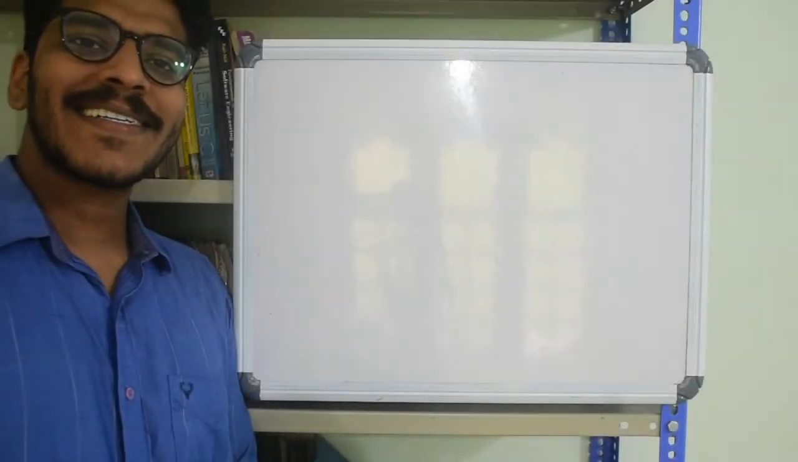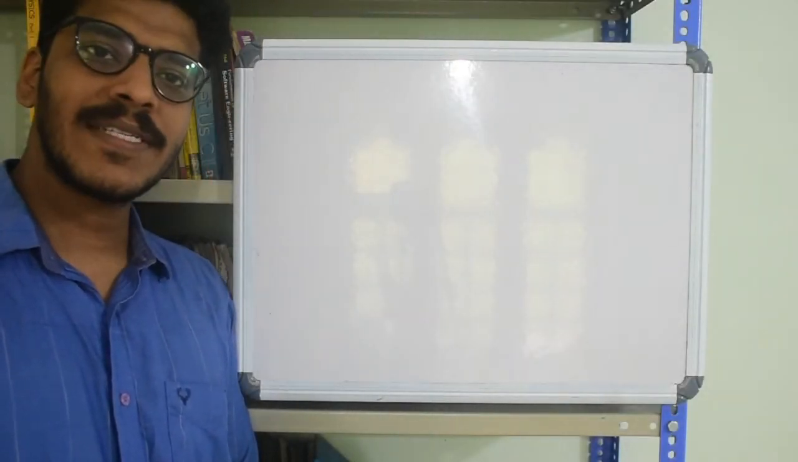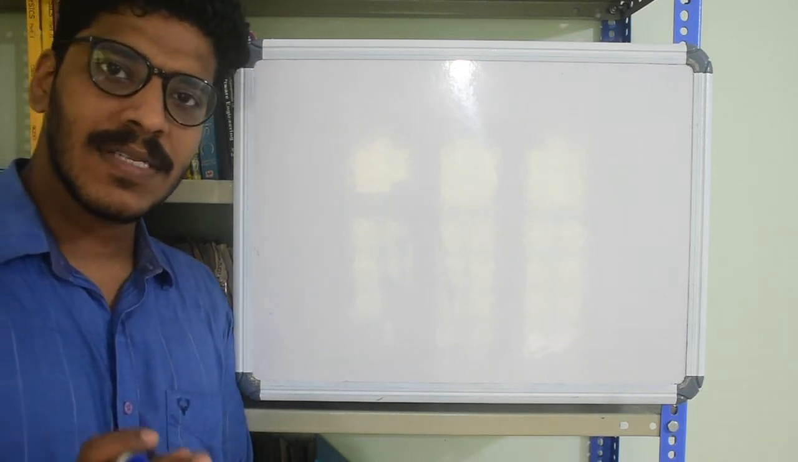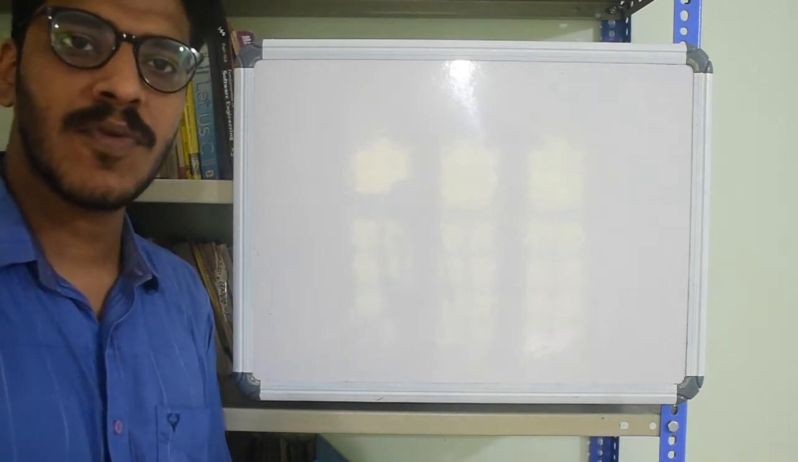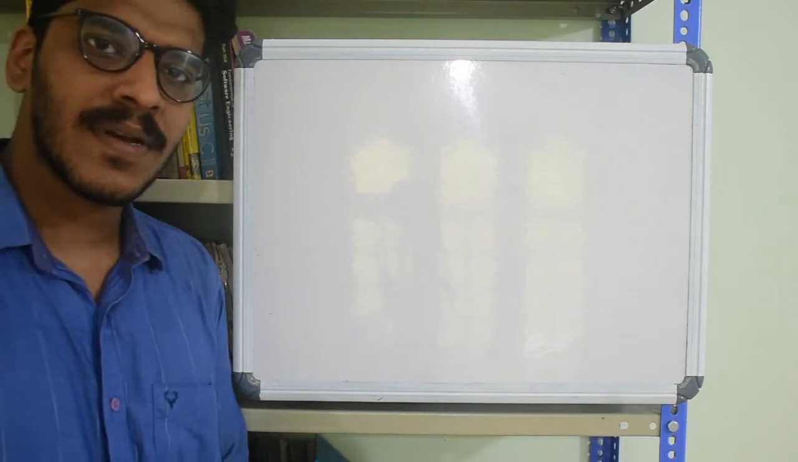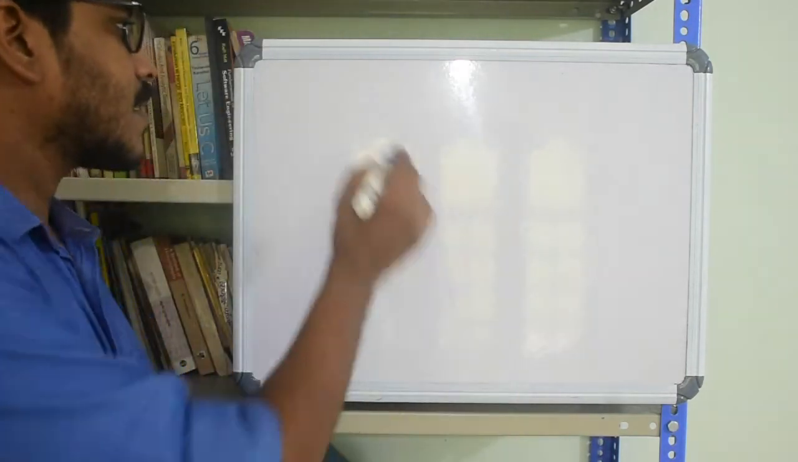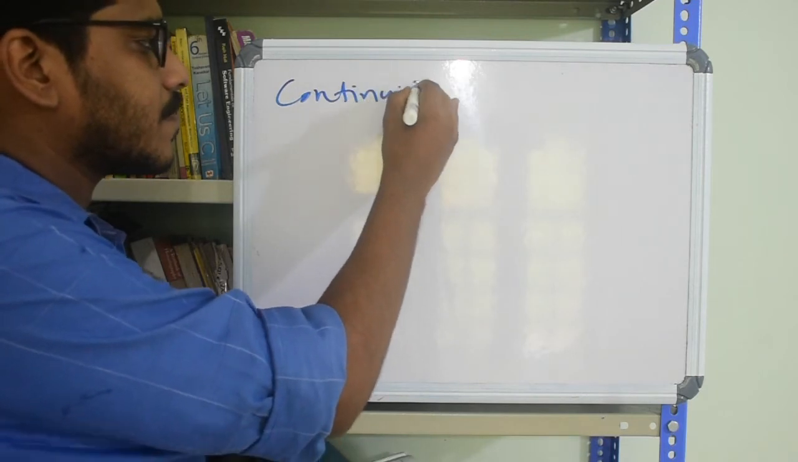So welcome back. In our previous class we were discussing limits of a function. Limit was actually the concept of where a function tends as the independent variable moves towards a point, in the case of single variable functions. Now let's discuss continuity of a function.